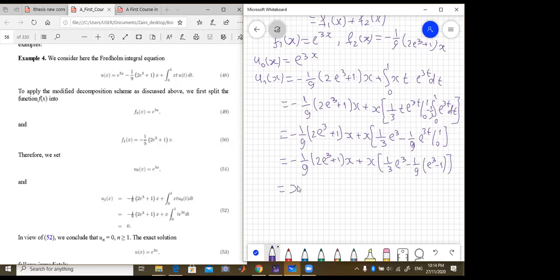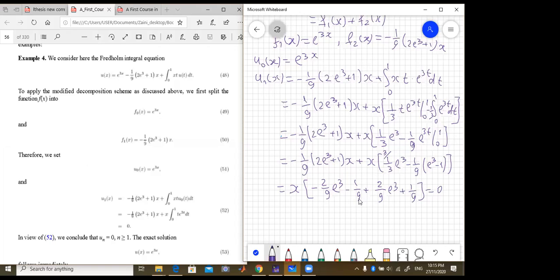So when I take out the x, what happened? 2 over 9 e cubed minus 1 over 9 plus... okay, here I can give 3 minus 1 is 2 over 9 e cubed and plus 1 over 9. Yes, now it is 0.